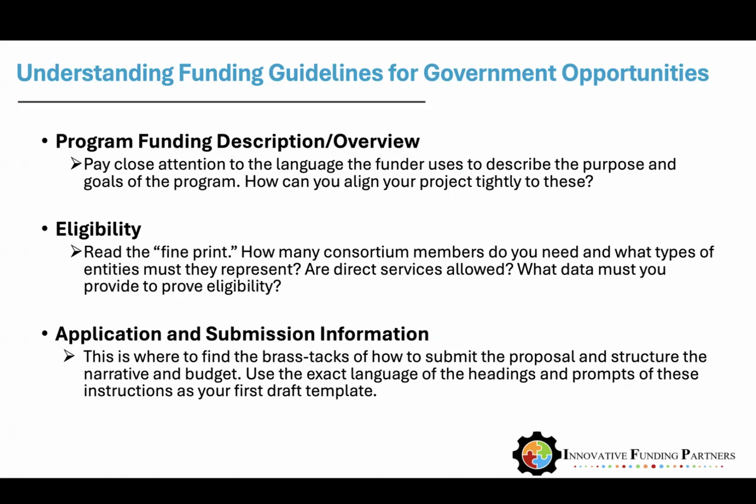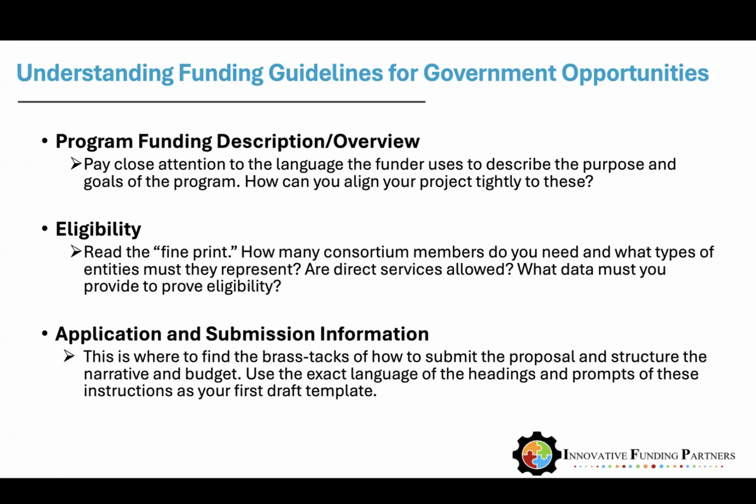You're going to pass go and go to eligibility. So for government opportunities, eligibility can be very complex. You want to pay close attention to this section. They may tell you things like, you need to have 3 partners. You need to have a consortium of 4 different partners, and one of them has to be a healthcare provider. Okay, so they're going to give you some very specific eligibility requirements, and make sure you meet every single one, or you will waste your time with this particular opportunity.